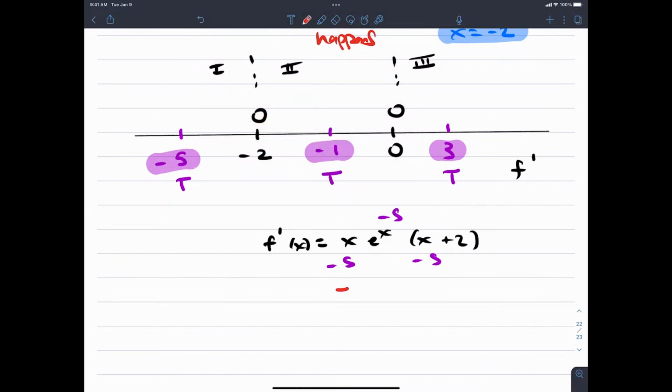Well, negative e to the -5, that's really a positive number. Is that right? Because e to the -5 is 1 over e to the 5th power. It's positive. And what's -5 plus 2? Isn't that -3? So what's my point? Region 1 is positive. That's the whole point, because you have a negative times a positive times a negative. Okay?